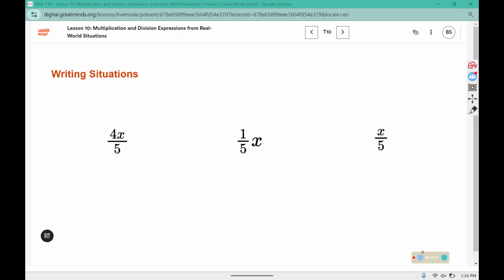This one could be like the fries, the total number of fries, get split into 5 baskets. So this would be how many fries in each basket. This one could be like we bought 1 bucket of paint with X ounces in that bucket, and it's getting split into 5 paint trays. So the expression would represent the number of ounces in each paint tray.